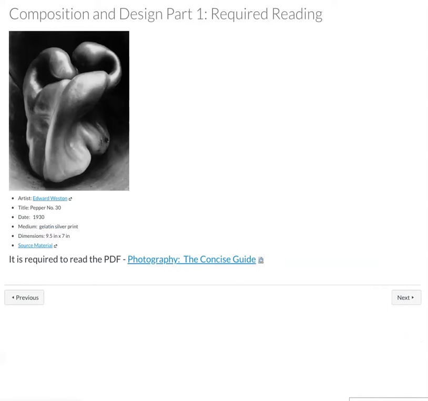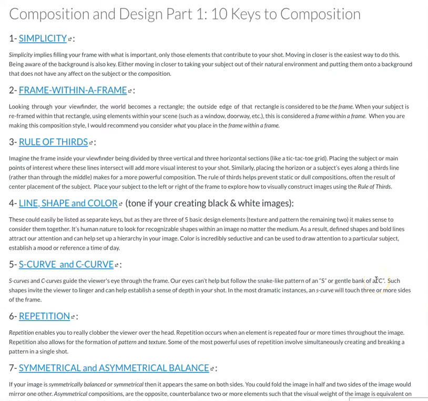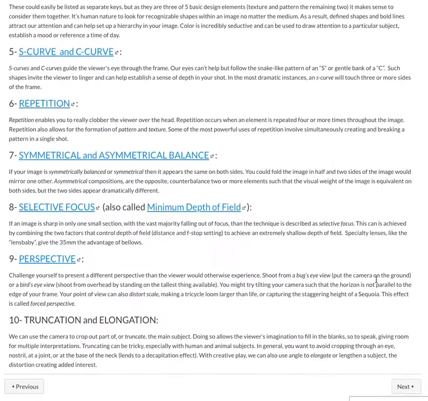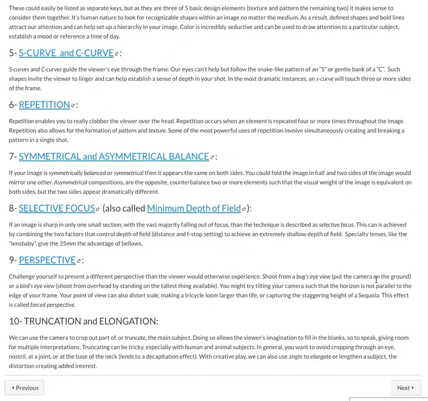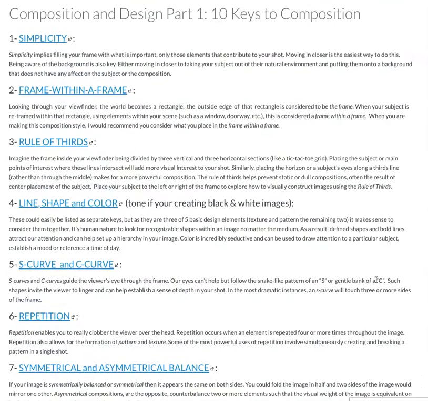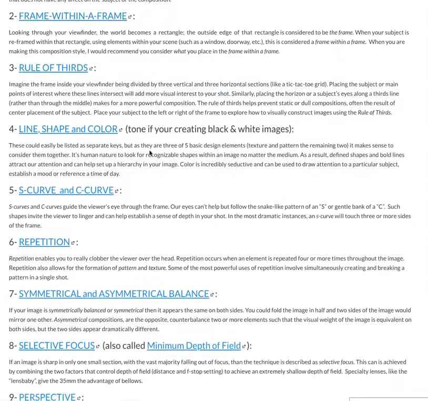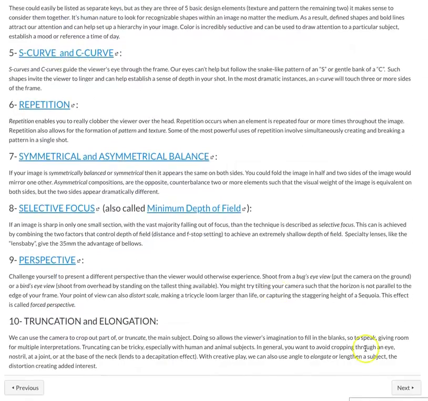There are two required readings for this learning unit, so you're going to want to download the PDF and review that information. A lot of the homework assignments reflect back to the contents of these required readings. We'll be covering the 10 keys of composition, and you'll be reflecting on the concepts of these 10 keys in the homework projects for this learning unit. We'll be talking about simplicity, frame within a frame, rule of thirds, and all this information is covered in the lecture.